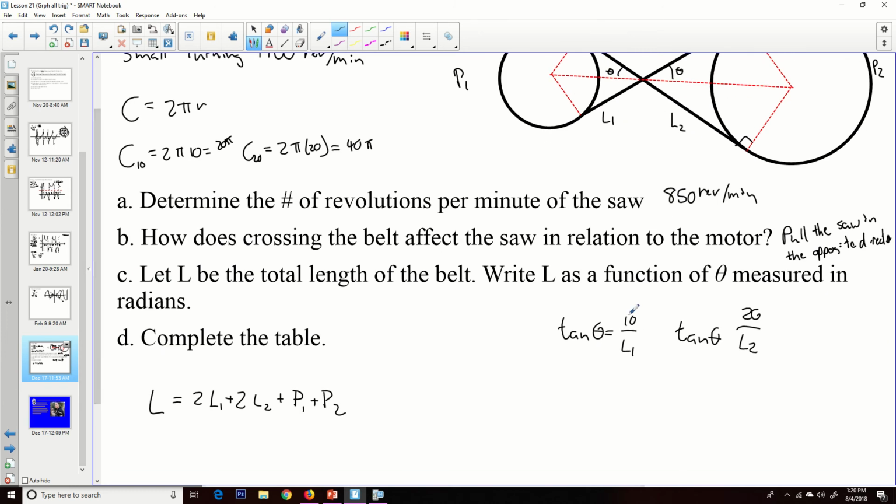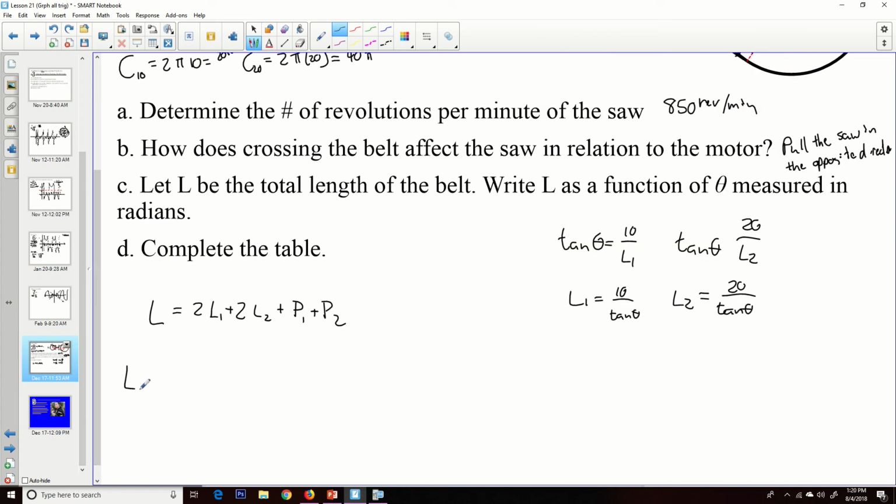If I solve for L1, I can say that L1 is equal to 10 over the tangent of theta, and L2 would be equal to 20 over the tangent of theta. The good news is both of those thetas are the same, so I can come down here and start filling in the blanks. I've got L equals 2 times 10 over tangent theta, plus 2 times 20 over the tangent of theta.